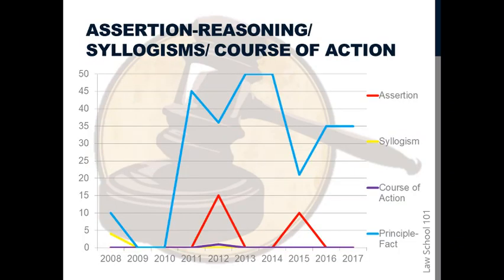So from this graph, where the y-axis represents the number of questions and the x-axis represents the year, we can see that the assertion reasoning type of questions have sprung up in some editions. However, it is very clear that the principal facts-based questions are the most important of the lot, since sometimes they make up almost all of the 50 legal aptitude questions, for example, in 2013.